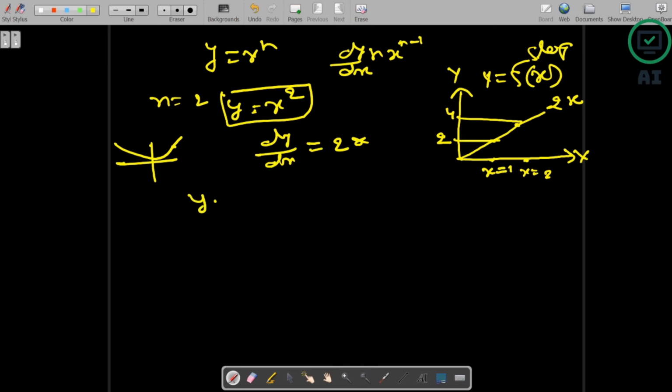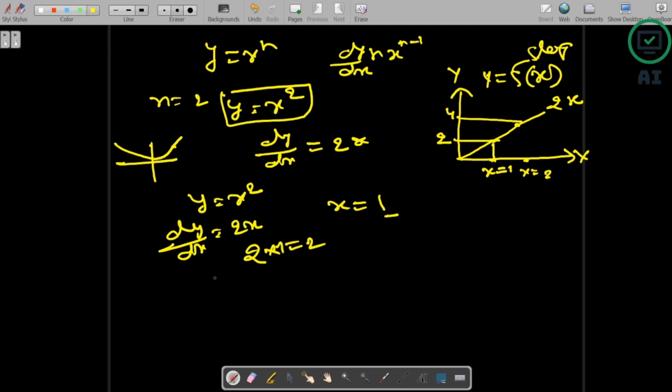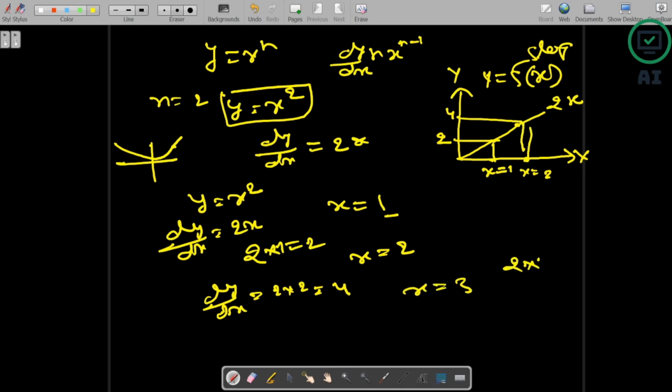If you put y equal to x squared, and when you put x equal to 1, what is dy by dx? 2x. So what is the slope at the point x? It is 2 cross 1, 2. Here also you can see it is giving 2. When we have a point x equal to 2, what is the slope? dy by dx, 2 cross 2, 4. Here you can see if you put x, it is giving 4. Similarly, if you put x equal to 3, what is the value? 2 cross 3 equal to 6. So if you put 3 here, you will get 6.